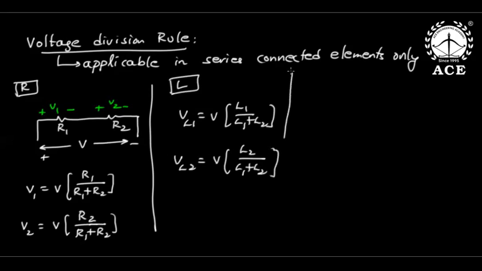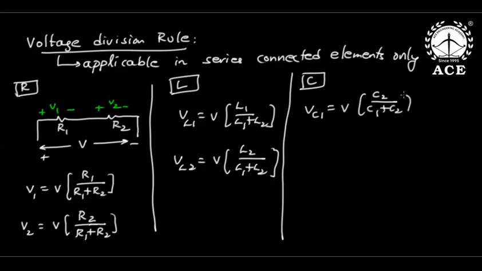Now, but if they are capacitors, it is the opposite, sir. Because in a capacitor, V is 1 by C integral i dt. Voltage division is inversely proportional to capacitance. So VC1 will be total voltage into C2 by C1 plus C2, and VC2 will be total voltage into C1 by C1 plus C2.